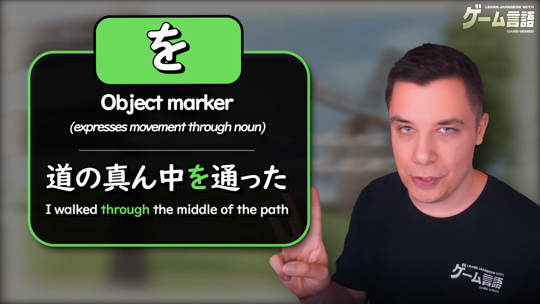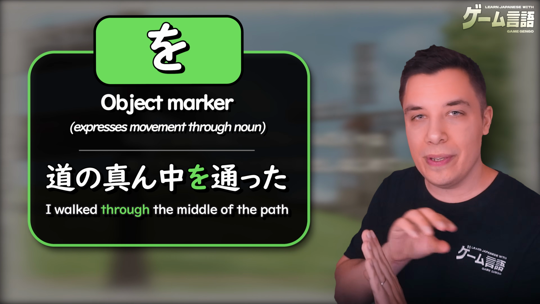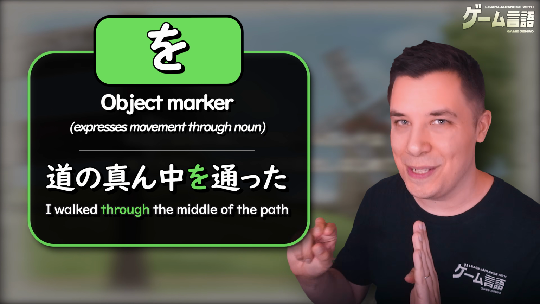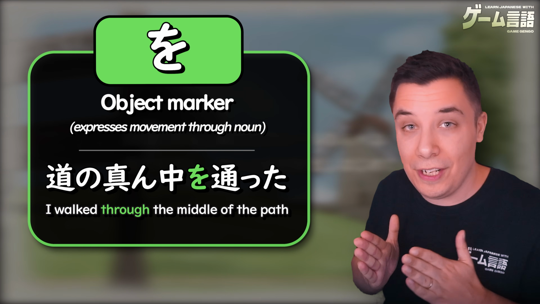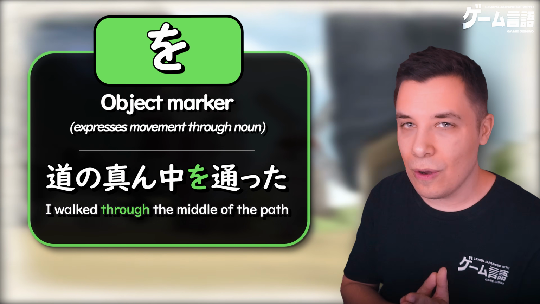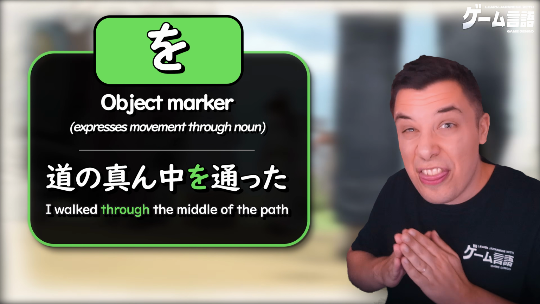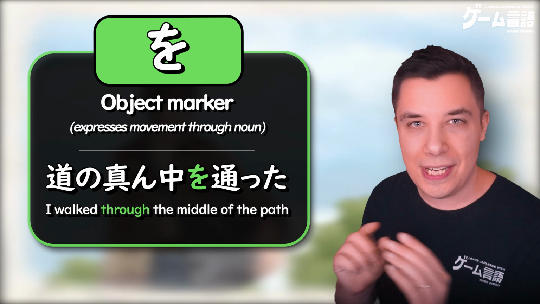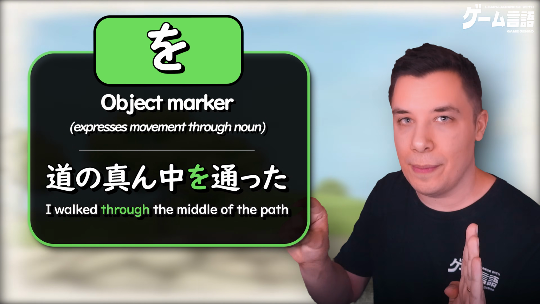And the third use of the o particle is used when showing some sort of movement through something. Like for example, I went through the middle of the path. Michi no mannaka o totta. So I went through the path. This usage has this feeling of kind of a movement through something.